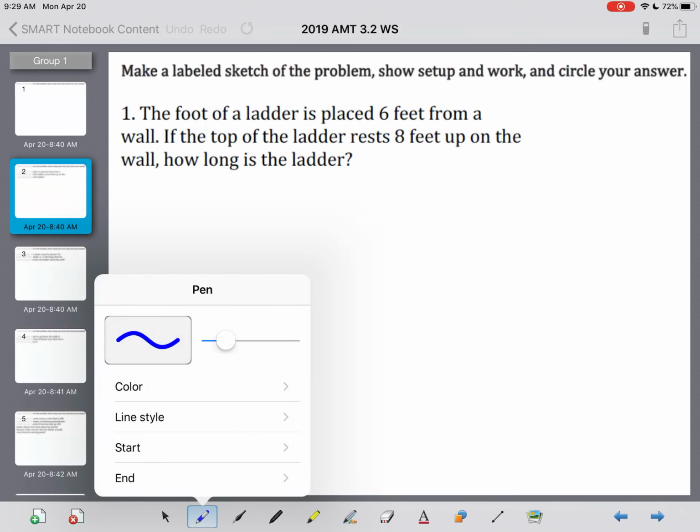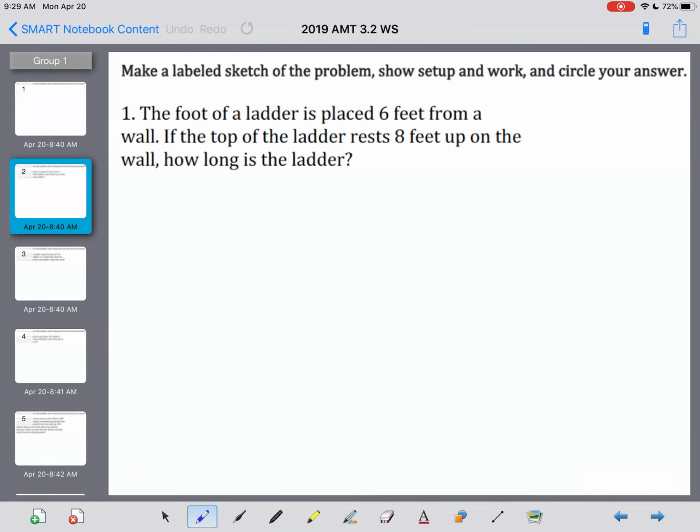Hello, we're going to go through the 3.2 worksheet, applied Pythagorean theorem problems. One of the things that we have to do here more consistently is show a labeled sketch that'll allow us to set up and do the work correctly here. So let's take a look here.